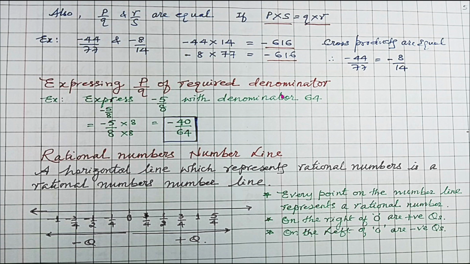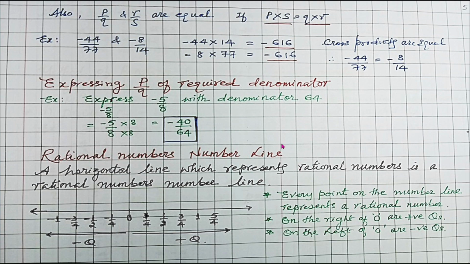Expressing p by q with a required denominator. Now, what is this? We have a rational number minus 5 by 8. The 8 is in the denominator, but we want to express this rational number with the denominator 64. To do that, very simple, multiply 8 by 8, it becomes 64. But we cannot multiply only the denominator, we have to multiply the numerator also. So by multiplying by 8 in the numerator and the denominator, we get minus 40, and 8 into 8 is 64. So minus 40 by 64 is the rational number having denominator 64. That is how we can express any given rational number with any required denominator.